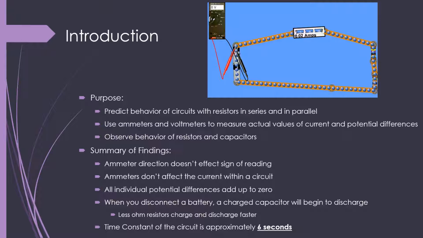Another finding was that when a battery charges a capacitor and then is disconnected, the capacitor begins to discharge, and it will charge and discharge faster when run through a lower resistance light bulb. Finally, I compared my initial expected value to that calculated by a graph of data from the experiment and found that the time constant for this circuit was approximately 6 seconds.